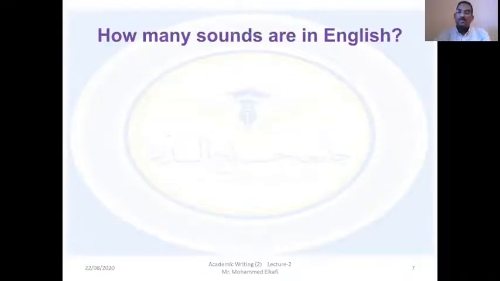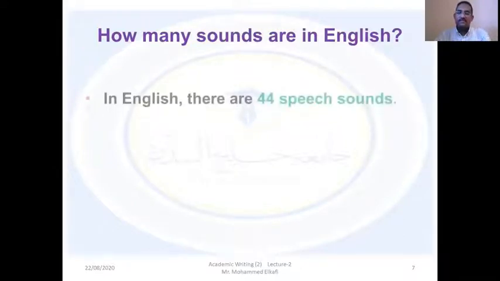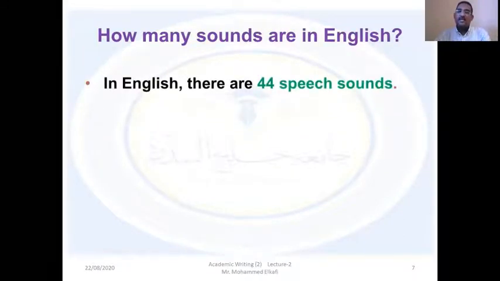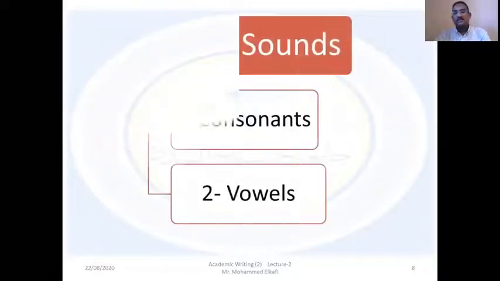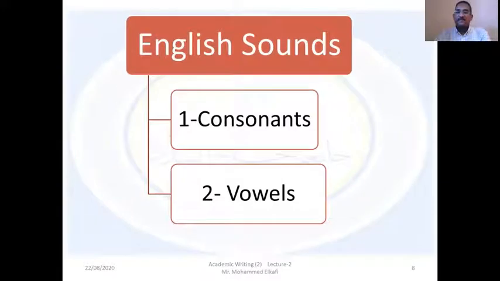How many sounds are in English? In English, there are 44 speech sounds. They can be classified into two main types of sounds. The first type is consonants, and the second type is vowels.